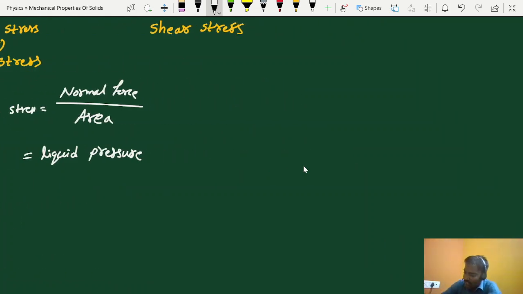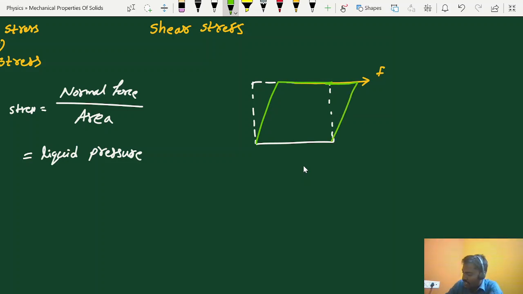Next, shearing stress. Let us say this is the original location of the solid body. Once the tangential force acts on the solid body, what we can expect here is a shift in the upper end of the body with respect to the lower end. Say this is x and the original side length is L. And one more thing here is shearing stress.